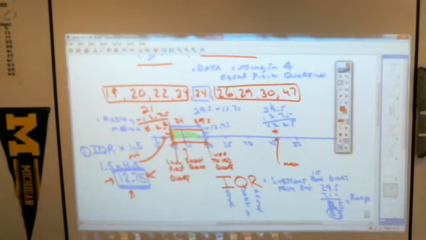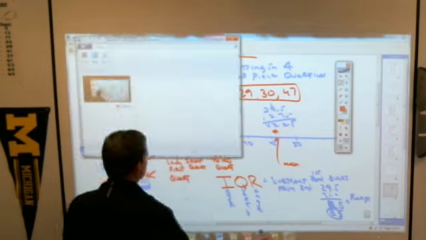Alright, look at page 348. That's a good picture.